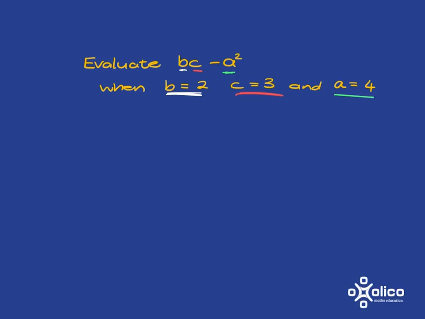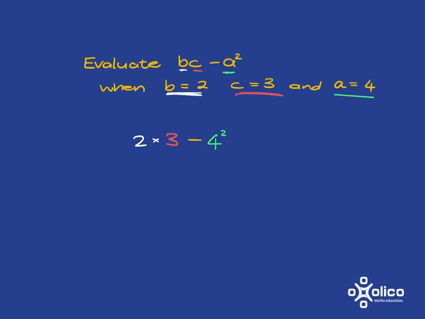Before we do this, we just need to make sure that we can read our algebra correctly. So when we write BC, it means B multiplied by C. So what we've got is 2 multiplied by 3. And then after that, we need to subtract a squared, and a, we are told, is 4. So it's 4 squared. 2 times 3 is 6.